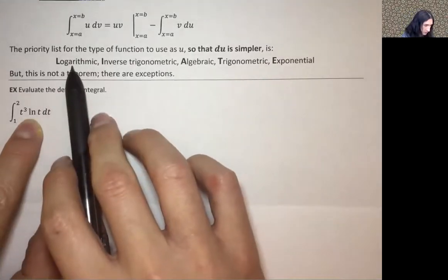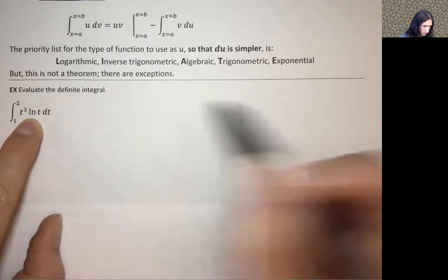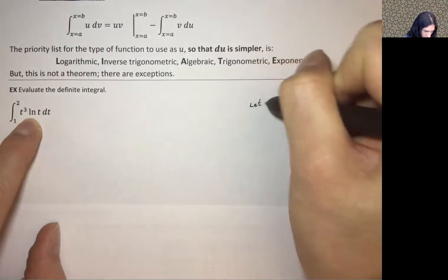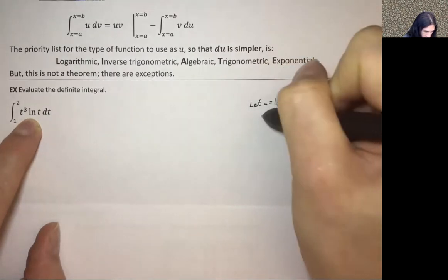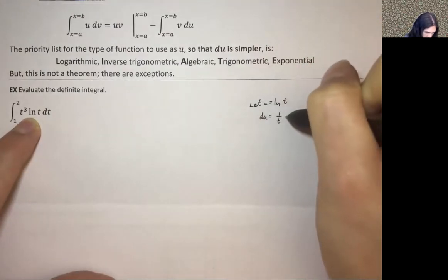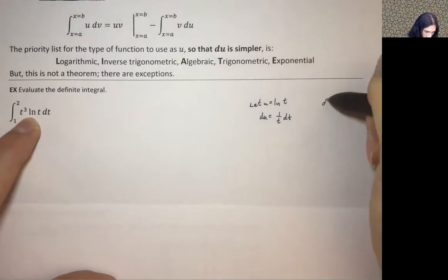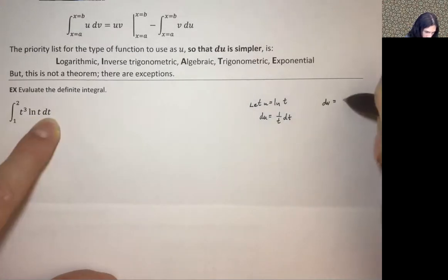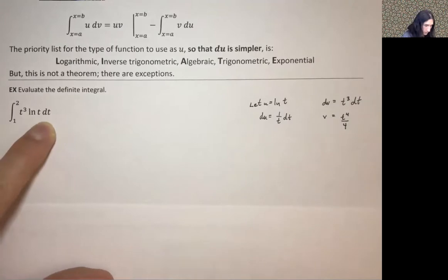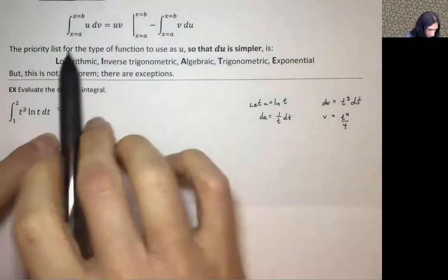So we can see right here, there's a logarithmic term. So that's going to be our u in this problem. So I'm going to move over here and write let u equal natural log of t. So my du is equal to 1 over t dt. And my dv would be everything else, t cubed dt. And so my v would be t to the 4th over 4.